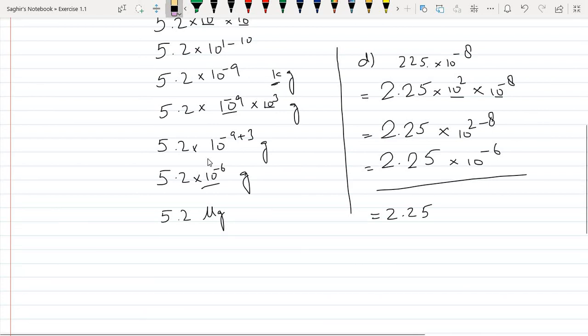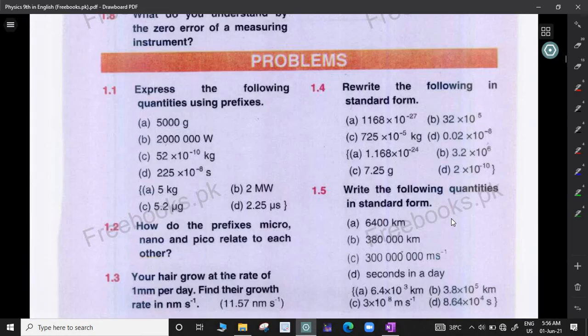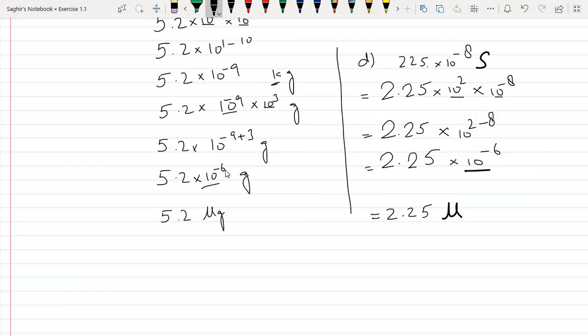2.25 multiplied by micro, 10 to the power minus 6 is micro, and also this is second. So here you write second, microsecond. This is the answer.